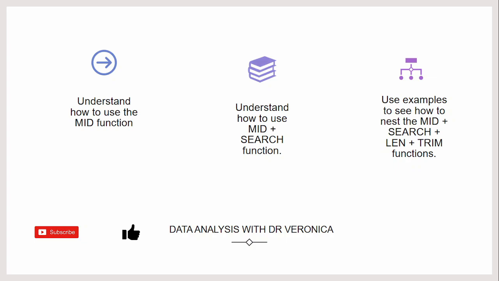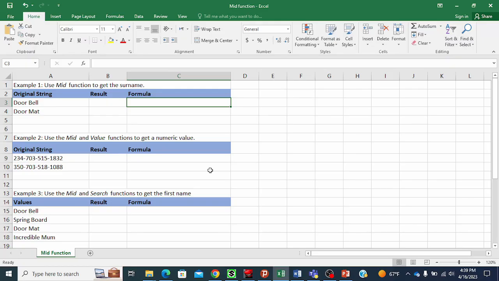Now we are looking at MID. If you want to understand how to use the right and left functions, the links to those videos are in the description box. The MID function is a text function that allows you to extract a substring from the middle of a text string. In our previous videos, we have looked at the left function and the right function, which are also text functions that allow you to extract a substring from the right or the left side of a text string.